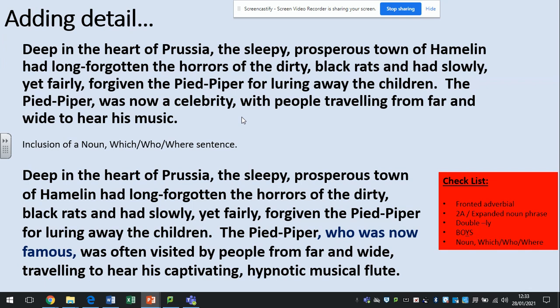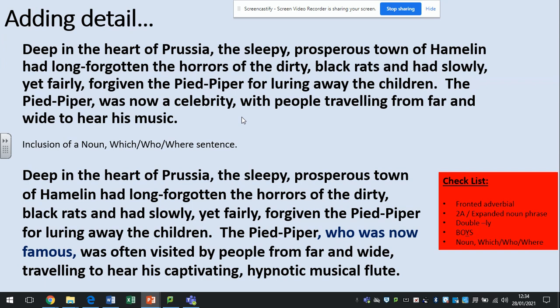So now I want to include a noun, which, who, where sentence, okay? So the easiest for me, it's either going to be Hamlin, that I'm going to have to put a which there, or it's going to be the Pied Piper, in which case it's going to be a who, because it's a person. So I've chosen the Pied Piper. So it goes like this.